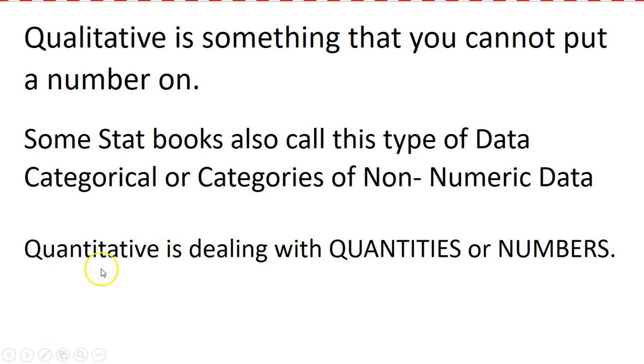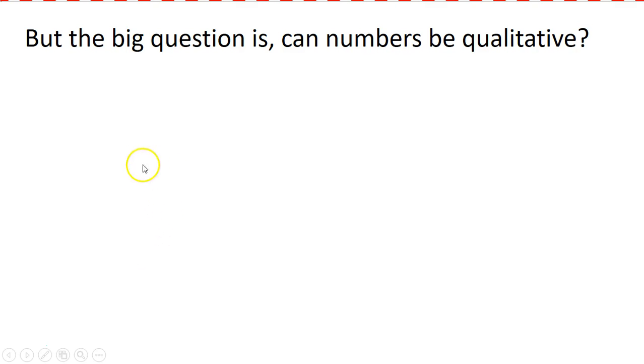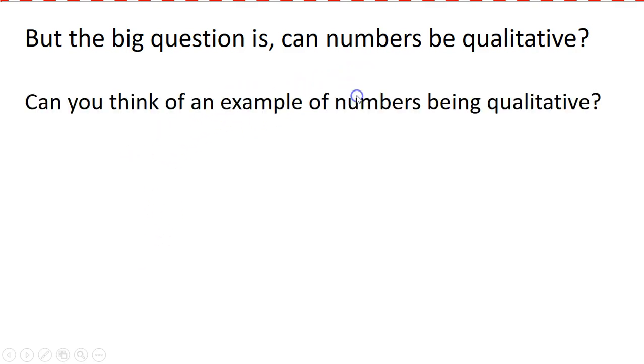Then we have quantitative, right? Quantitative is dealing with quantities or numbers, right? Quantities are numbers. But the big question is, can numbers also be qualitative? All right. Can you think of an example of numbers being qualitative?